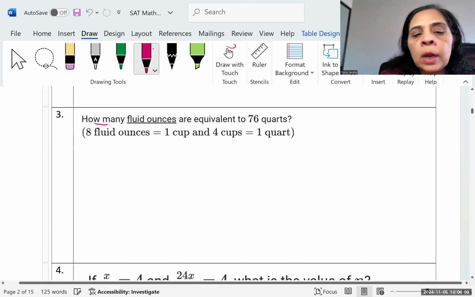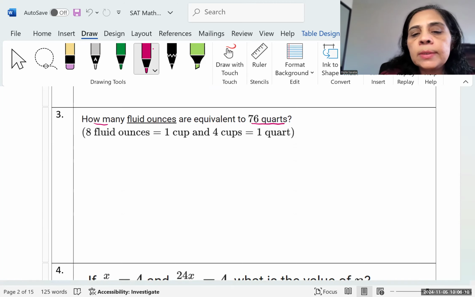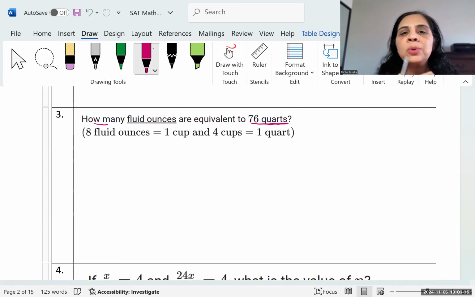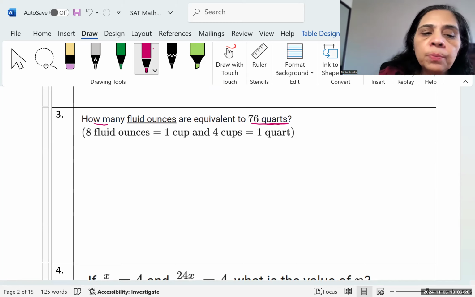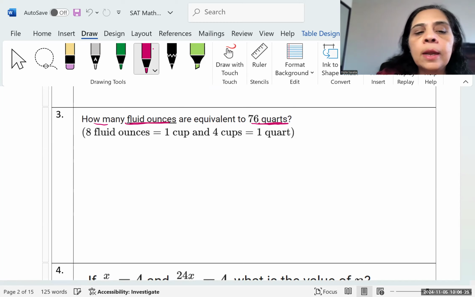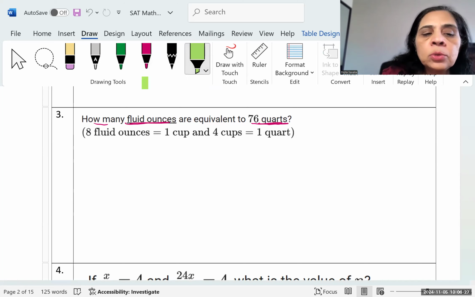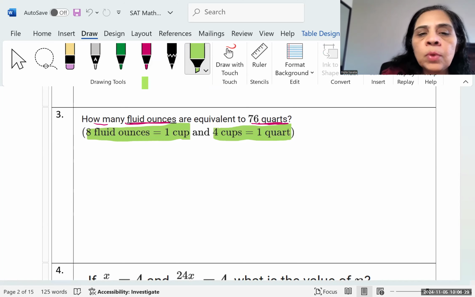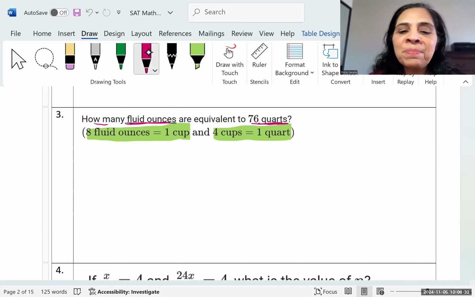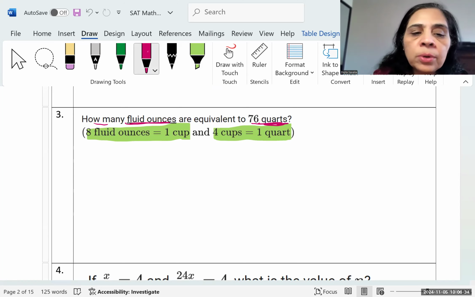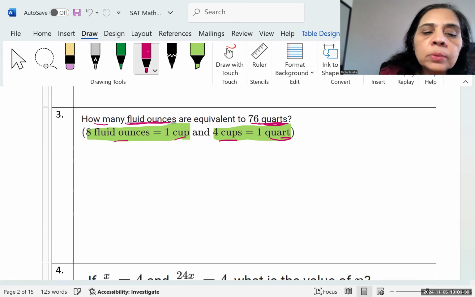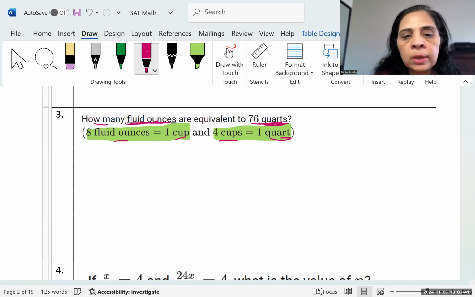How many fluid ounces are equivalent to 76 quarts? Right? We have to do conversion here. So it's best way to do it is just make a chart. All right. So here they give you is what? And we have to find answer in ounce. And they give you these two conversion here. That means we have to use smartly here. We don't have quart to ounce, right? We have quart to cups and then cups to ounce.